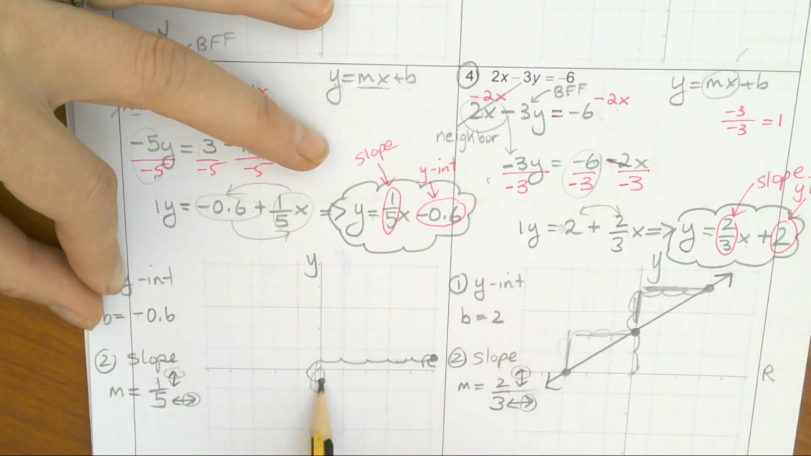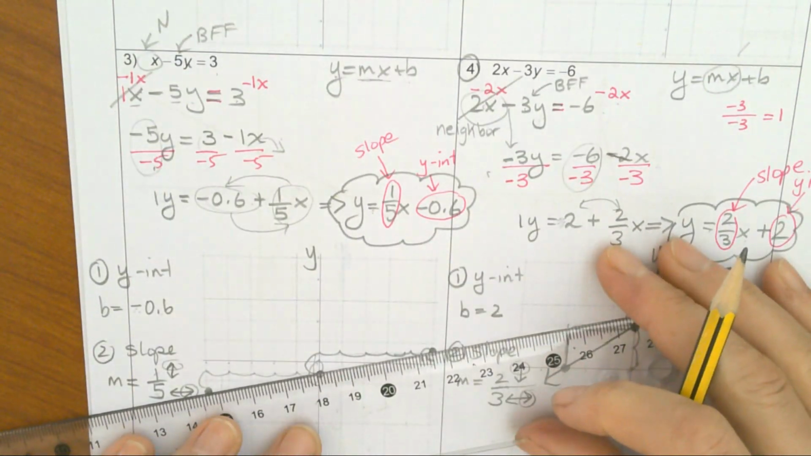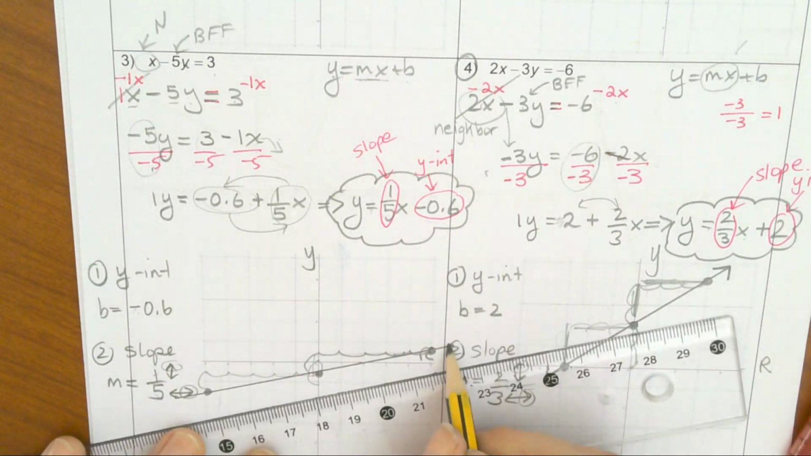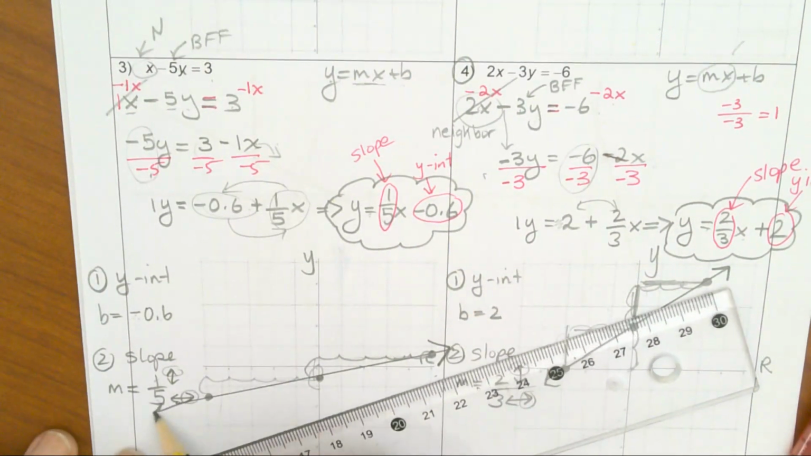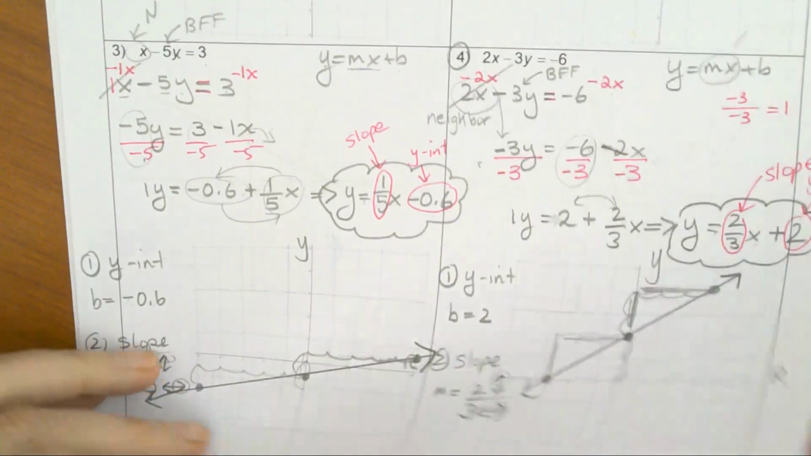So I'm going to do it again just to get another point. You don't have to, but it helps me. So I go 1, 2, 3, 4, 5, and down 1. There. So I use my slope to make a few points. And now I connect them. Make sure you put arrows on the end. Okay. And I've graphed my points using the slope y-intercept form. Okay.